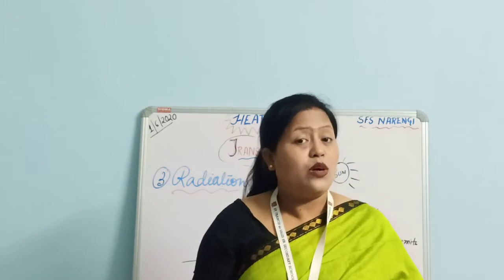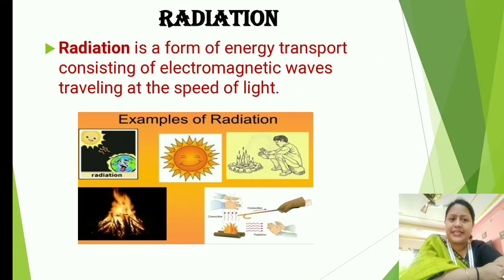So let's look at the definition. Radiation is a form of energy transport consisting of electromagnetic waves traveling at the speed of light. So you can see, students, the phenomenon does not require any medium. The heat gets transferred due to the electromagnetic waves. Clear? There are some common examples given on the screen. You can see the examples.